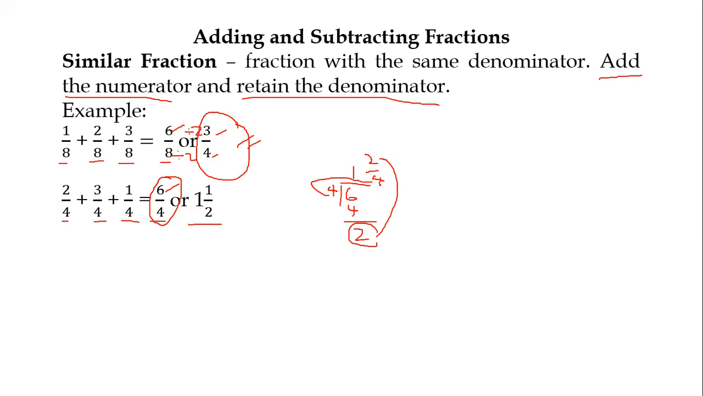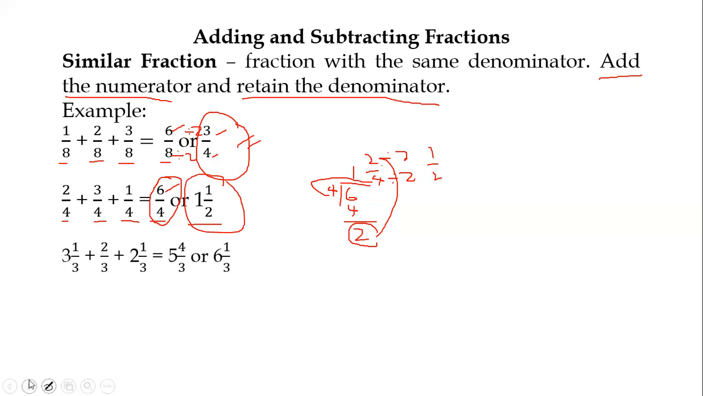As you can see, the 2 and 4 can still be reduced into lowest terms by dividing by 2. So 2 divided by 2 is 1, and then 4 divided by 2 is 2. So the final answer is 1 and 1 over 2, or 1 and 1/2. Okay, I hope you got it. Let's take a look at another example.